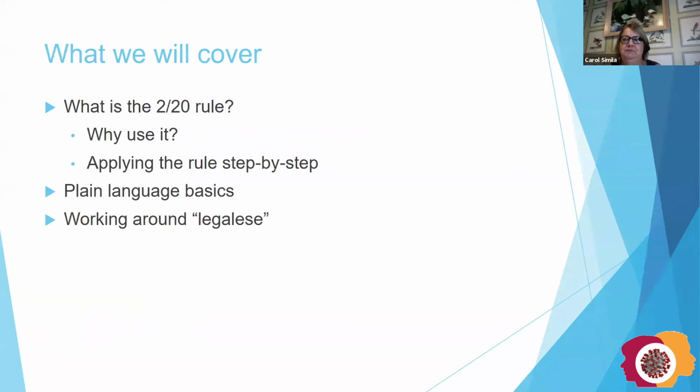This is what we will cover today. What is the 220 rule? Why use it as opposed to other readability tools? And how do we apply the rule step by step? We'll go through some examples. We'll talk a little bit about plain language basics. And we're going to talk a little bit about everybody's favorite thing, legalese.